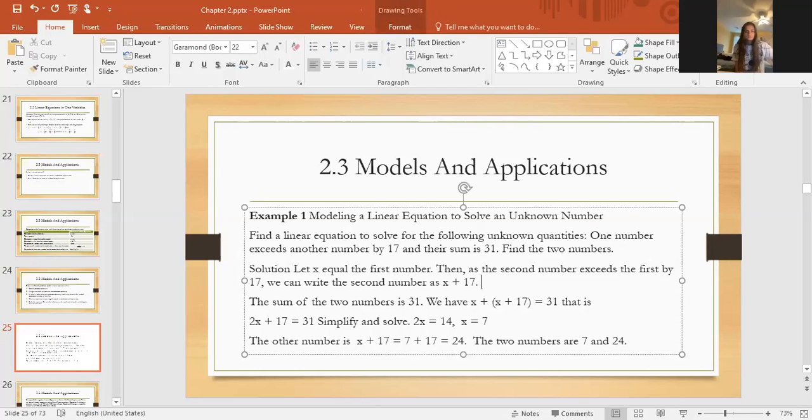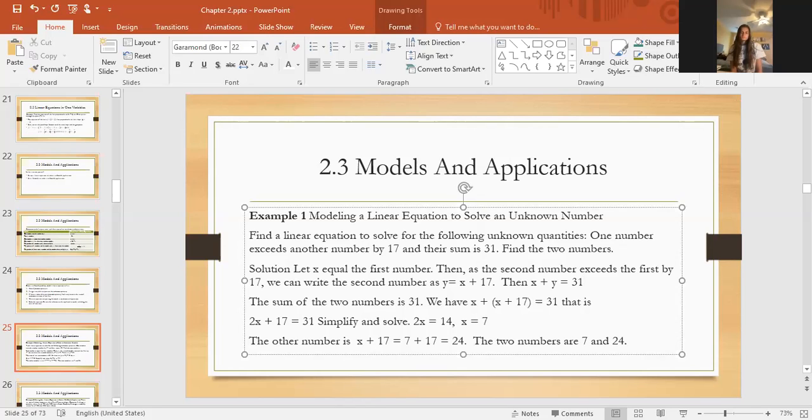I can put here that let x be the first number, and the second number y equals x plus 17. Then we can say that x plus y equals 31. Now we can solve this equation and have that x plus y will be x plus x plus 17. That is 2x plus 17 equals 31.